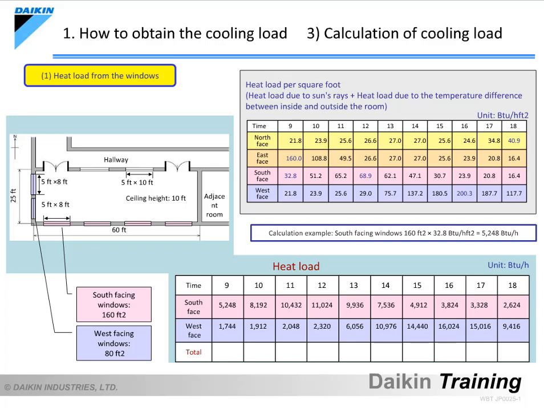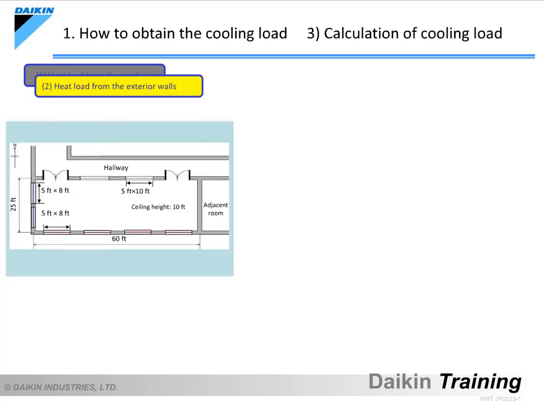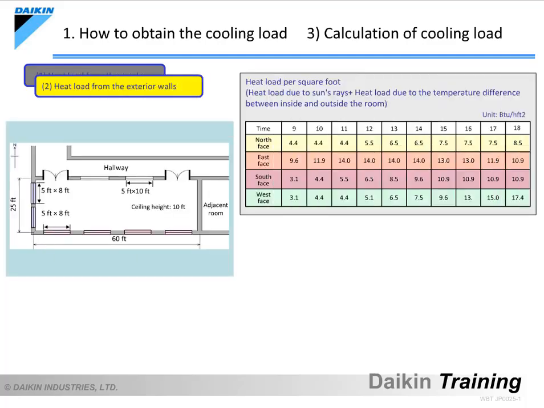When the heat loads from south and west-facing windows are combined, the result shows that the maximum heat load occurs at 1600 hours, with the figure coming to 19,848 BTU per hour. Let's calculate the heat load from the exterior walls. This table shows the heat load per square foot of exterior wall in Tokyo. The figure you see is the total of the heat load from the sun's rays and that from the temperature difference between inside and outside the room.